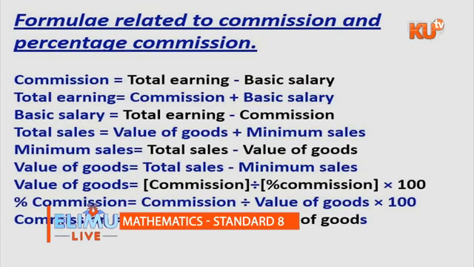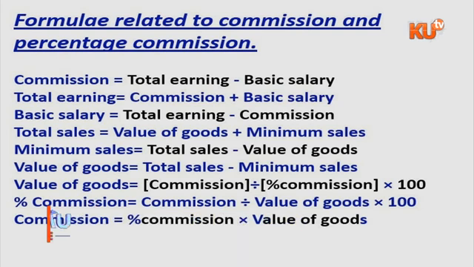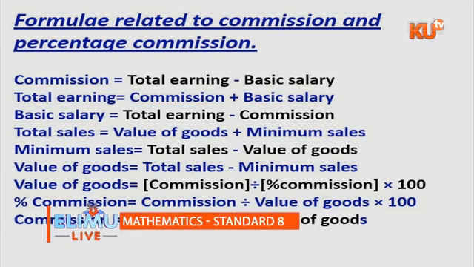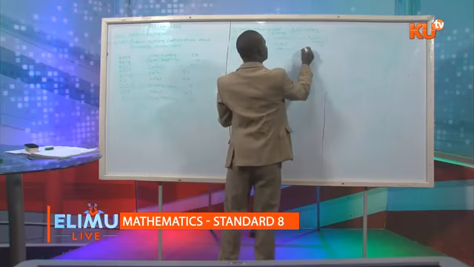Then total earnings is equal to commission plus basic salary. And then we have basic salary, which is equal to total earnings minus commission.